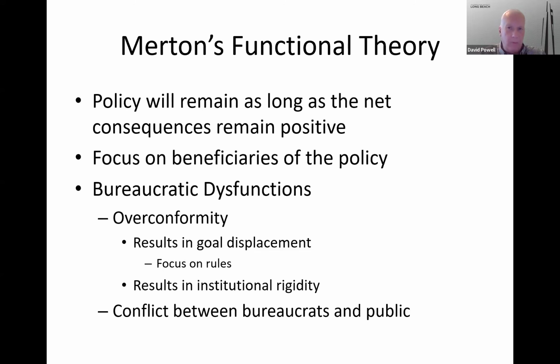And he says that is important for a variety of reasons. One reason why that is important is that the policies and the programs that our organizations are implementing will remain in place as long as the net consequences of those policies and programs remain positive. So if you want to understand why organizations and their policies and their programs exist into the future, they continue to exist because the net consequences of what they are doing remain positive, that they're having a positive impact upon their beneficiaries. So the focus here is on the beneficiaries.